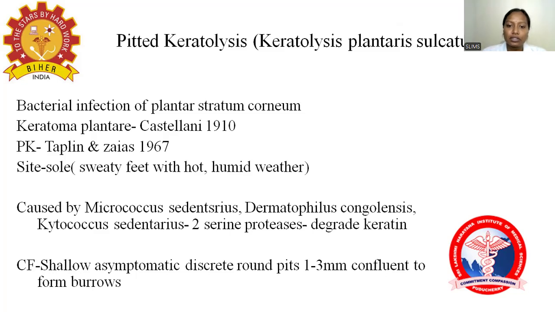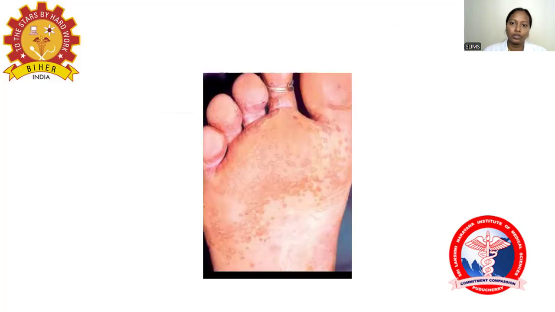It is caused by Micrococcus sedentarius, Dermatophilus congolensis, and Kytococcus sedentarius. These organisms act by degrading the keratin. As the name suggests, there will be multiple pits. So clinical features, how will you find this? Multiple shallow asymptomatic pits of 1 to 3 millimeter, which coalesce to form burrows. It usually occurs in immunosuppressed patients, like diabetics also. So multiple crater-like pits of diameter 1 to 3 millimeter are seen here on the soles.